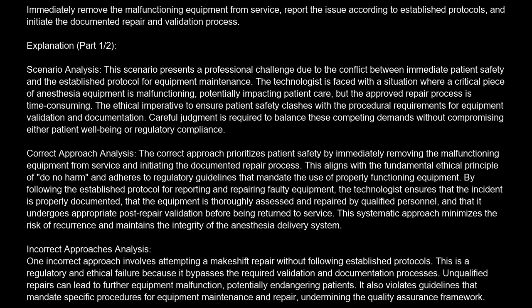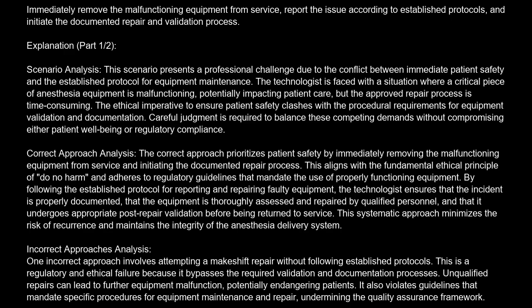Correct approach analysis. The correct approach prioritizes patient safety by immediately removing the malfunctioning equipment from service and initiating the documented repair process. This aligns with the fundamental ethical principle of do no harm and adheres to regulatory guidelines that mandate the use of properly functioning equipment. By following the established protocol for reporting and repairing faulty equipment, the technologist ensures that the incident is properly documented, that the equipment is thoroughly assessed and repaired by qualified personnel, and that it undergoes appropriate post-repair validation before being returned to service. This systematic approach minimizes the risk of recurrence and maintains the integrity of the anesthesia delivery system.